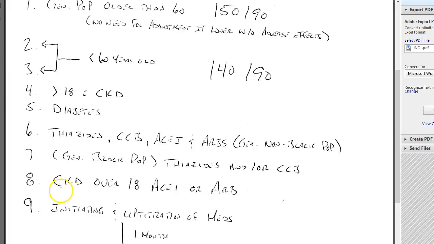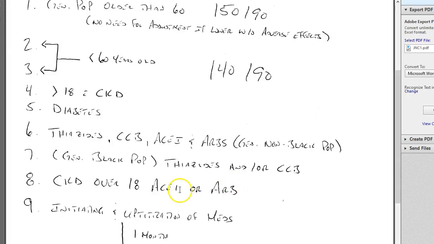So let's talk about chronic kidney disease over the age of 18. This also includes all diabetics. They need to be on an ACE or an ARB. So again, you think renal. Well, these are medications that have renal protection to them, right? They are renally protective medications that also are good antihypertensives and work well at helping to control blood pressure. So chronic kidney disease and diabetes over the age of 18, an ACE or an ARB.